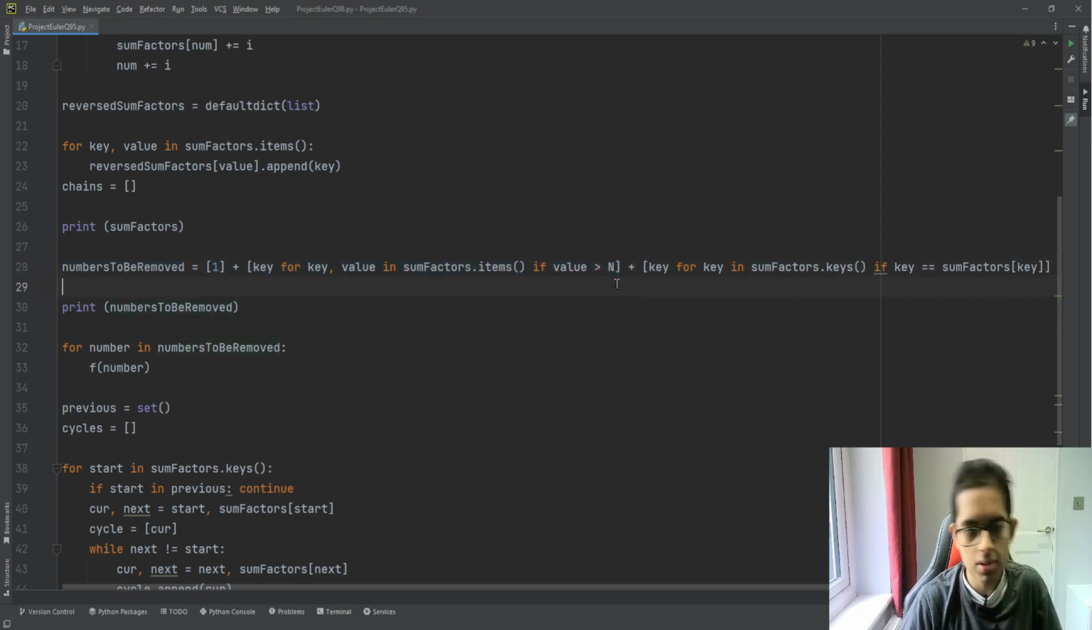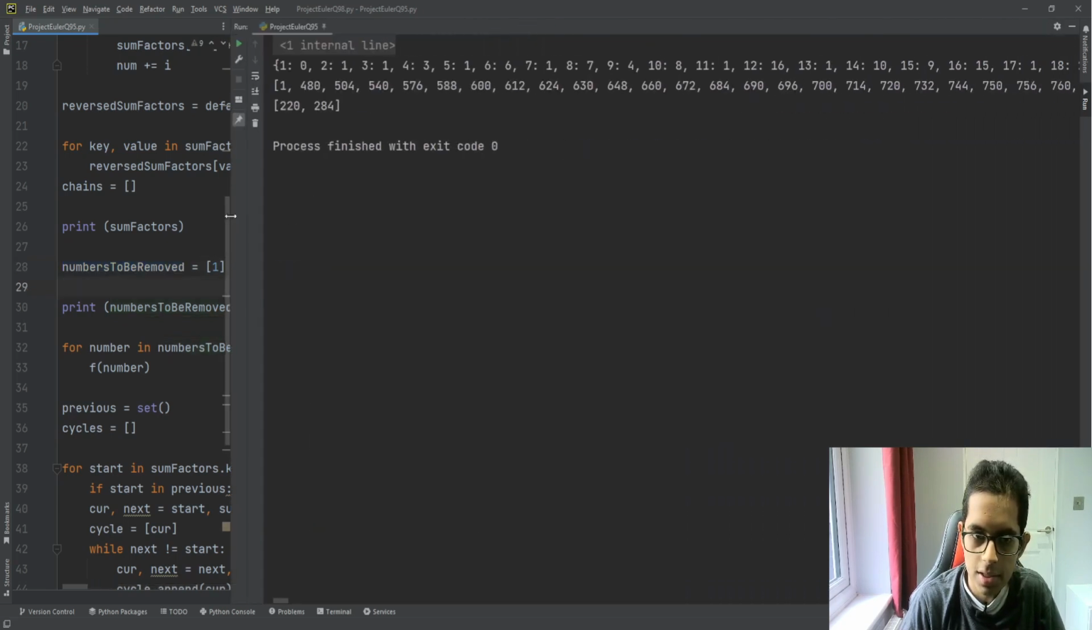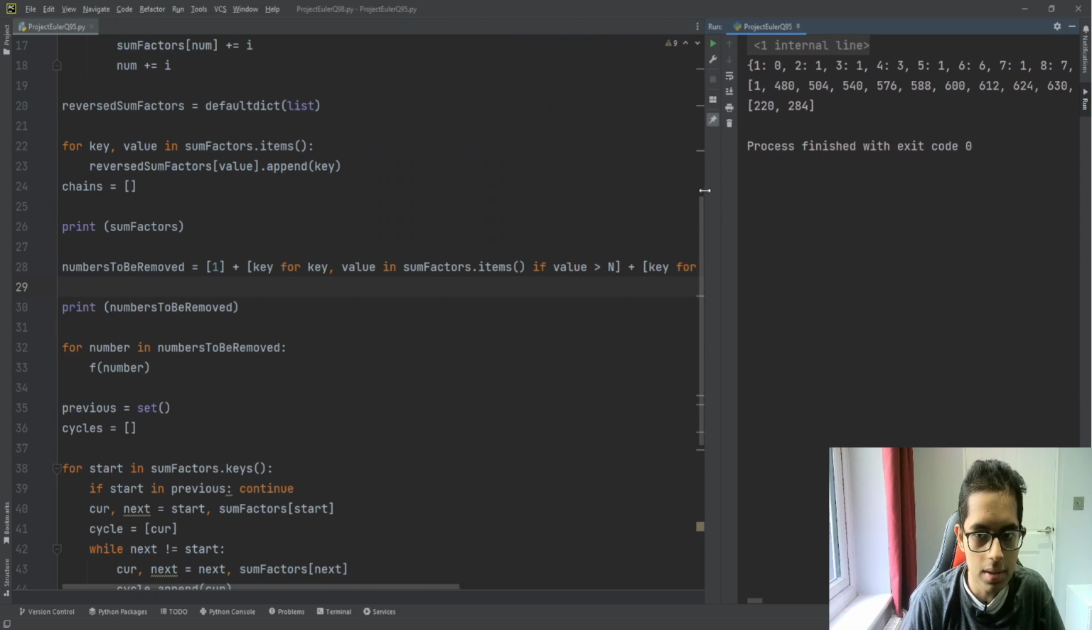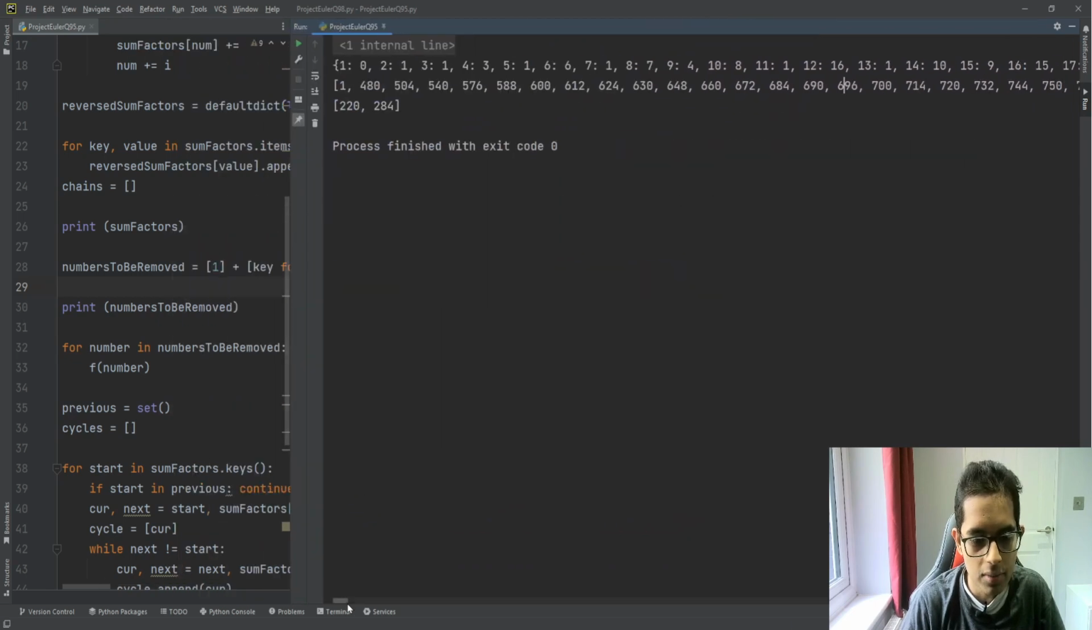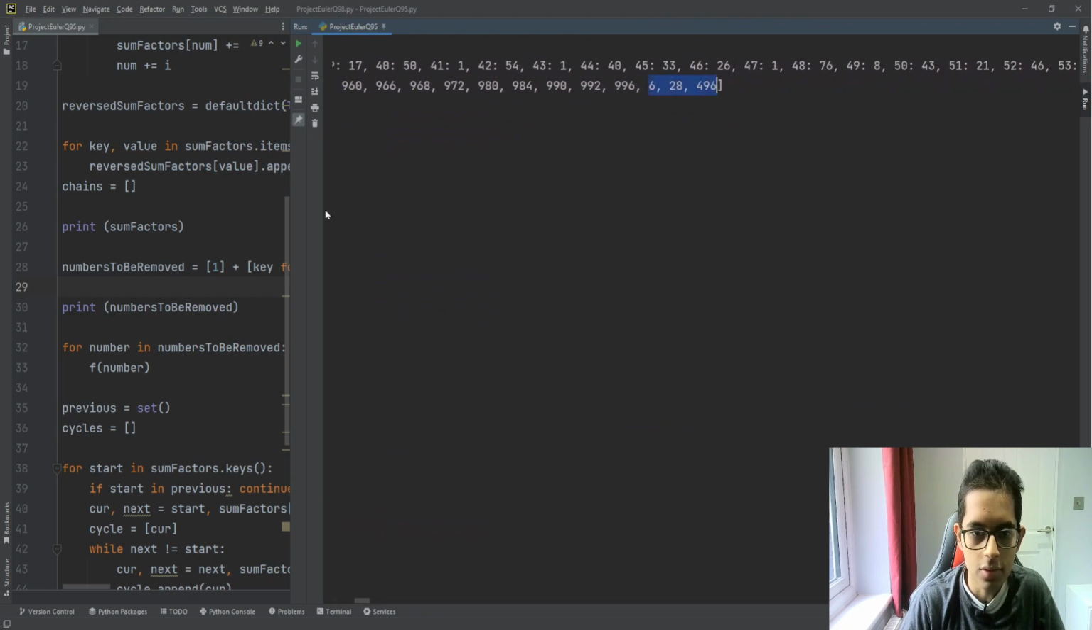And this particular list corresponds to all the numbers such that their sum of factors is greater than the number itself. Because, for example, a number like 36, its sum of factors is much, much greater than 36. So that number shouldn't be accounted for inside our total. So we label all these numbers to be removed. And just to quickly show some examples, we have 418 because that has a really large number of factors. We have a bunch of them, but all of these numbers are numbers which are to be removed. And if we go later on, then we'll also see the perfect numbers, 6, 28, and 496.